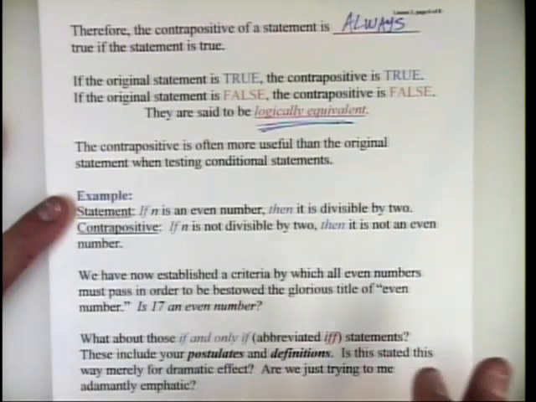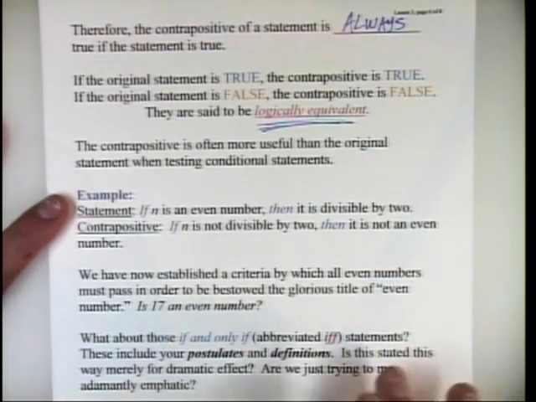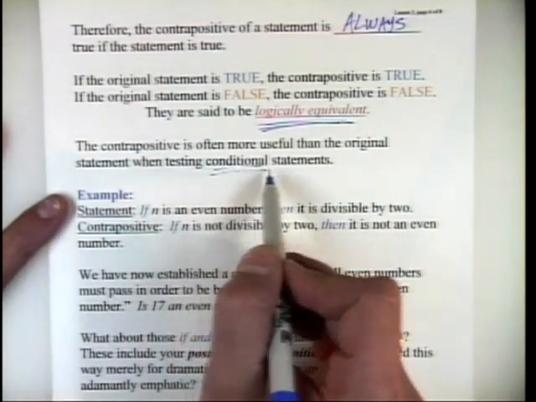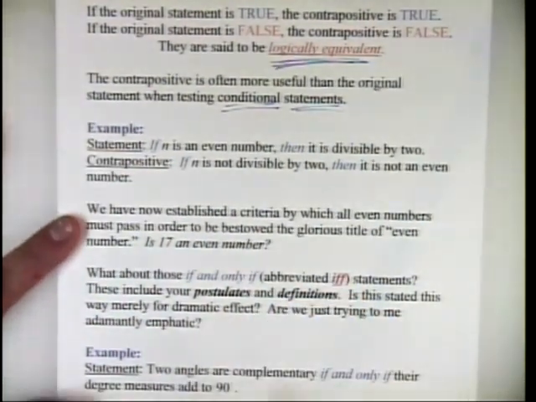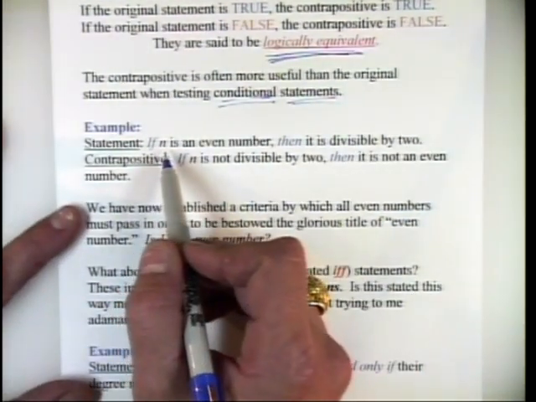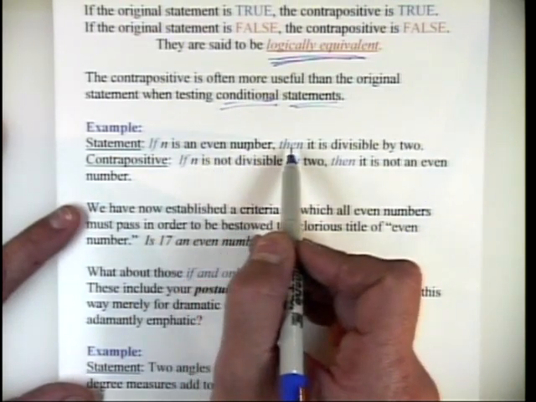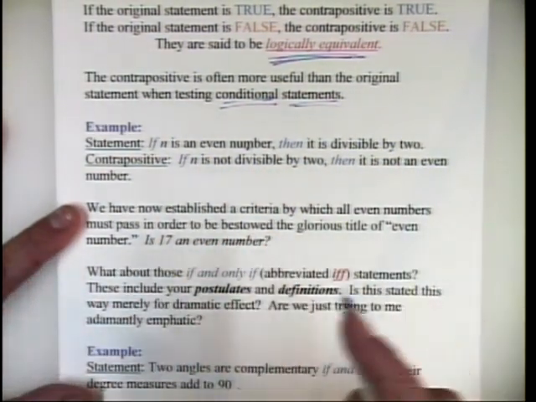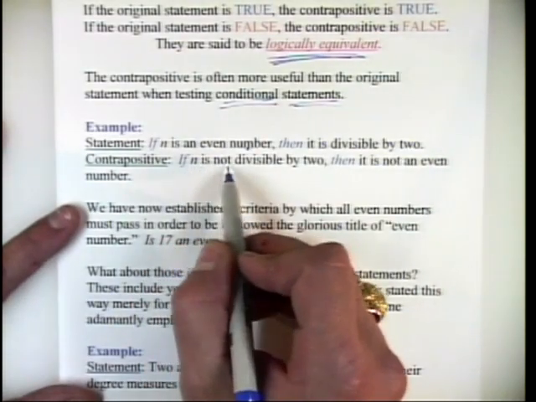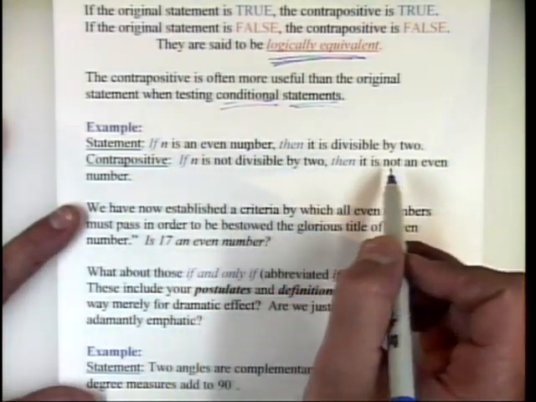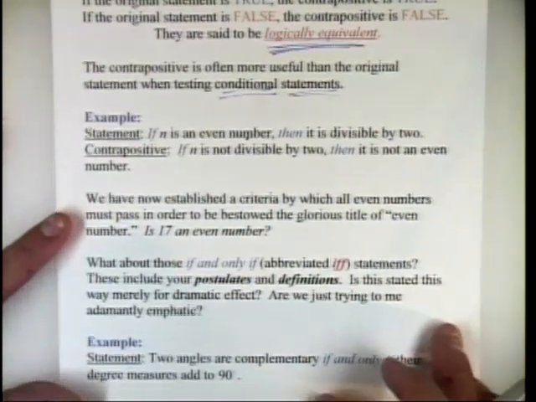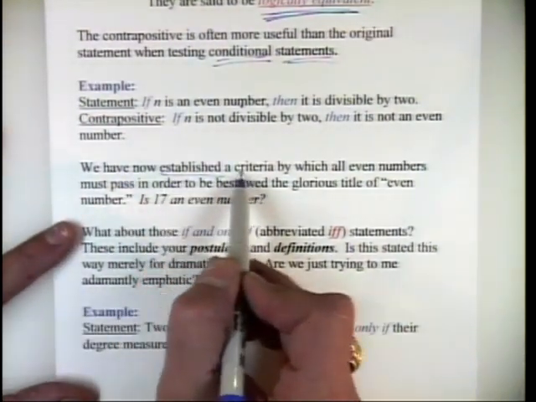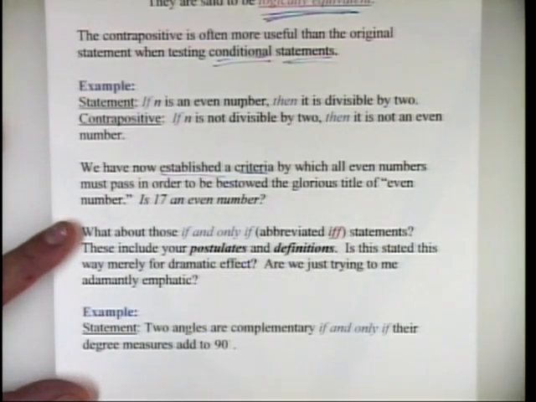Now, the contrapositive, knowing that it's equivalent, can actually be more useful sometimes than the actual statement when we're testing conditional statements. Here's an example. A statement might be, if some number n happens to be an even number, then it's divisible by 2. Well, stating the contrapositive, we could say, if n is not divisible by 2, then it can't be an even number. Now, why is that more useful? Well, we've just established kind of a criteria by which all even numbers have to pass in order to be entered into the even number club, to be bestowed the glorious title of an even number. Okay? So it's kind of like a checklist that we can use.